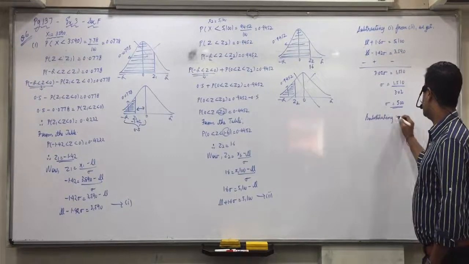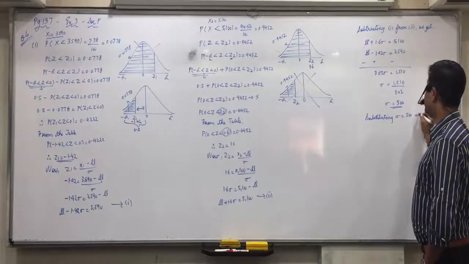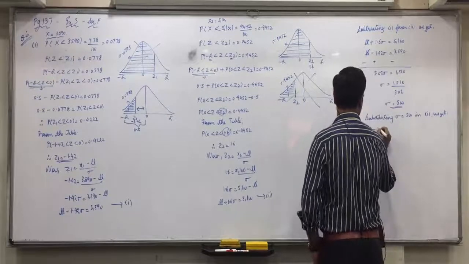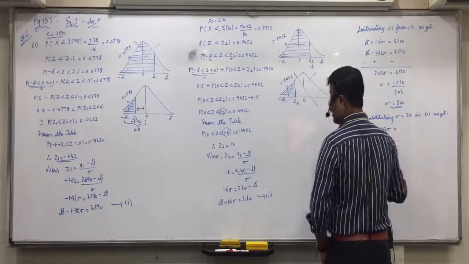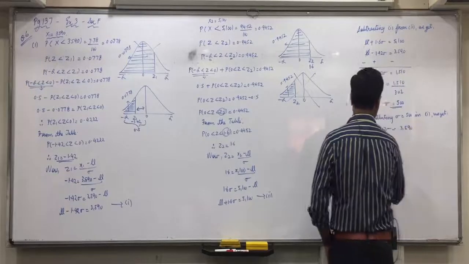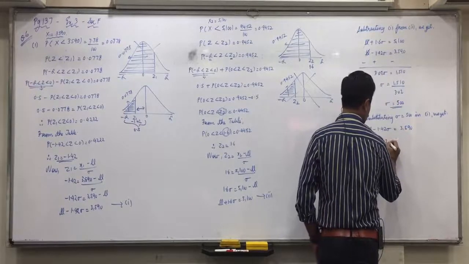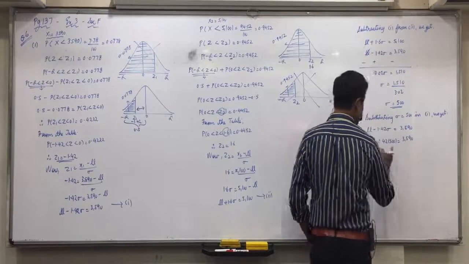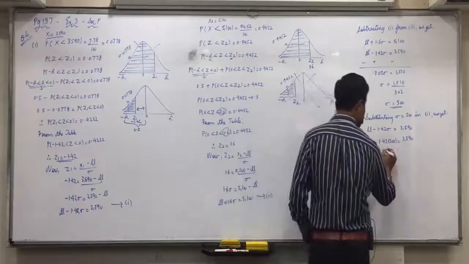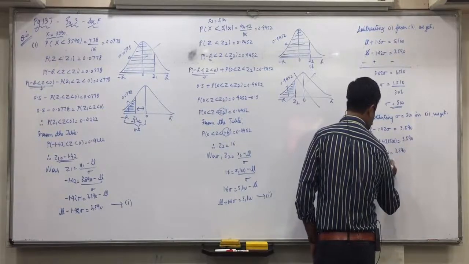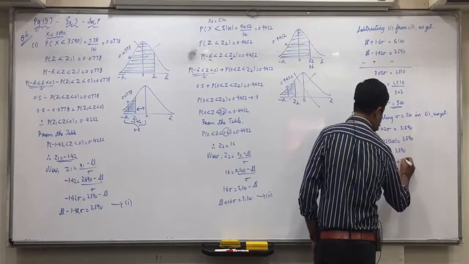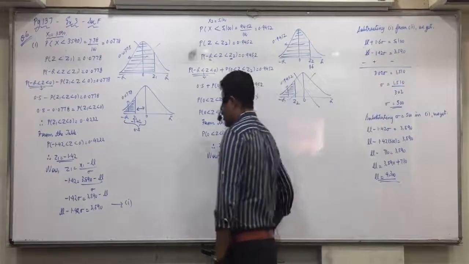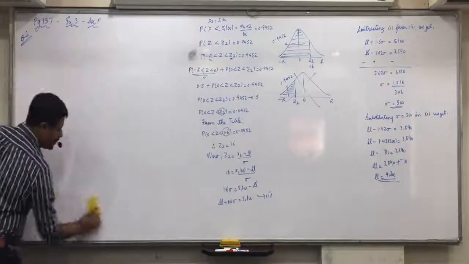So substituting sigma equals 500 in, let us say, equation 1, we get mu minus 1.42 sigma equals 3590. Mu minus 1.42 into 500 equals 3590. What is 1.42 into 500? 710. So mu equals 3590 plus 710, as it becomes plus on the other side, which is 4300. Okay, mu is 4300. Is everyone clear with this?